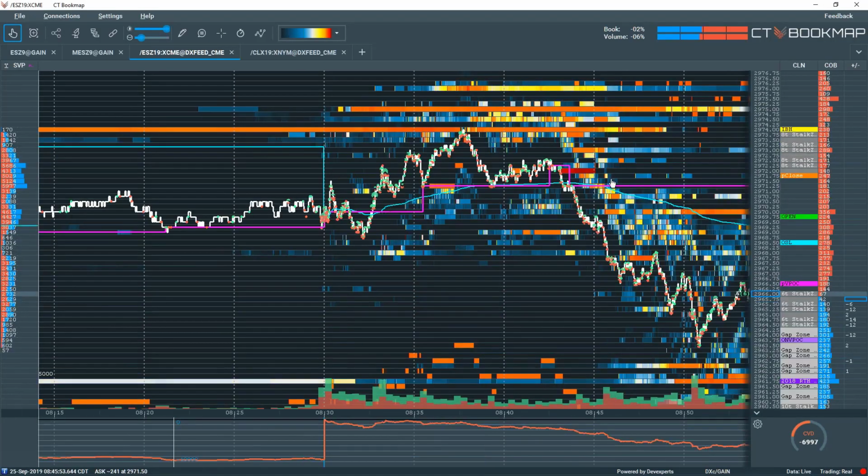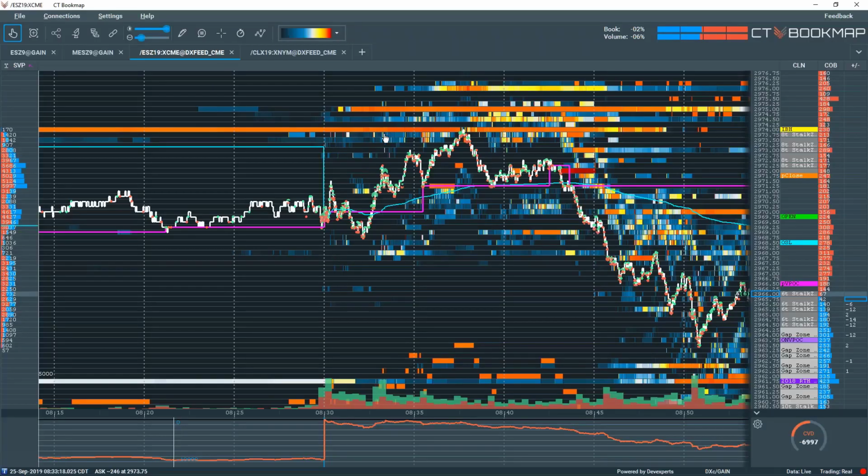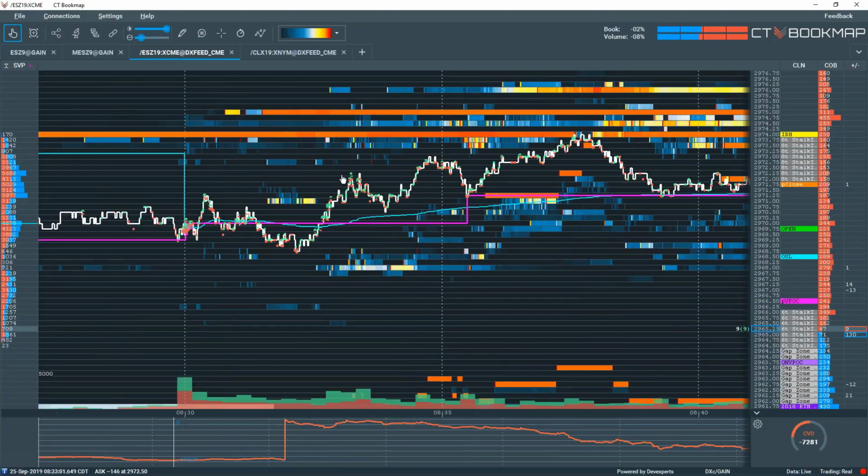So what I showed you there is the prep part. Okay, this is a really important part of the equation. That's the preparation, outlining the key reaction area. That's the stock zone, the gray band that you see in my chart, where we watch the market and how it opens. We can see that the short time frame trader is in control, so we can go against that trader. They're generally a weaker hand, and then we look for something that supports our bias. In this case, it's short, and then this is where the order flow comes in.